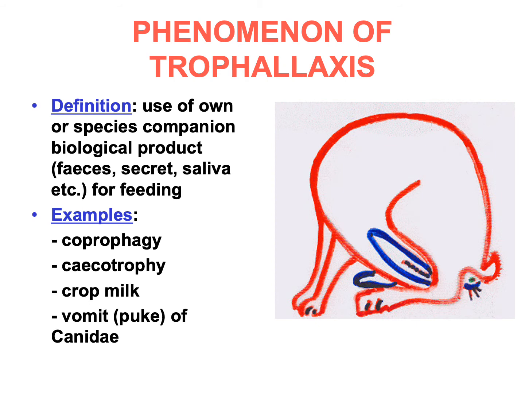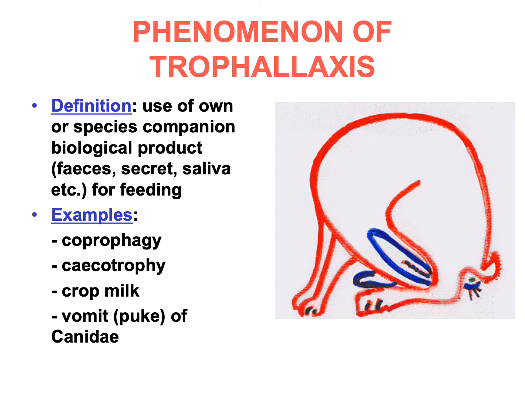For example, on the picture on your right, you can see a rabbit who is just taking the soft feces directly from the anus. This is a very efficient way of trophallaxis because the cecotroph, this soft feces, contains a lot of protein and vitamins of the B group and K.